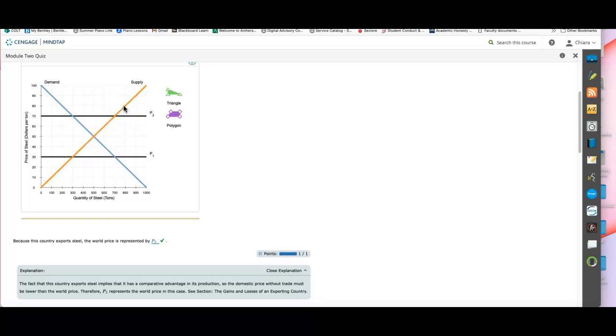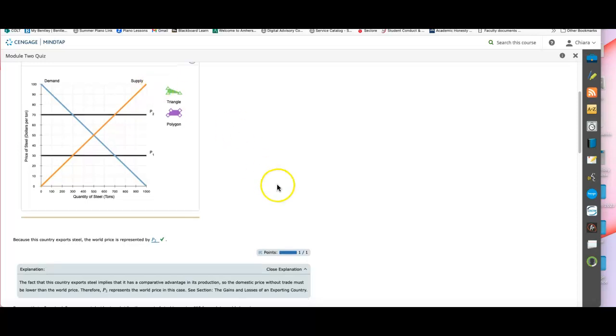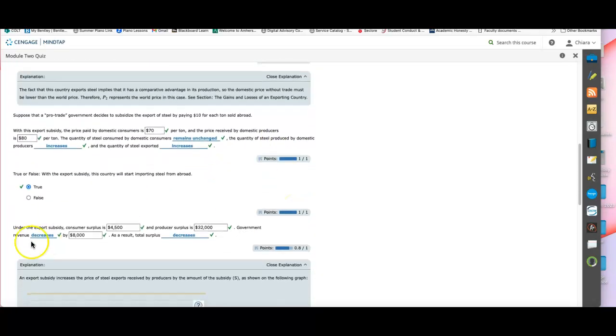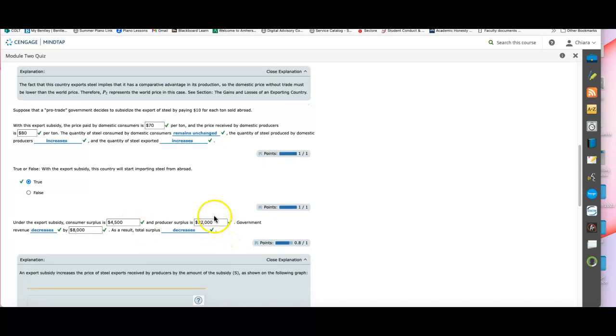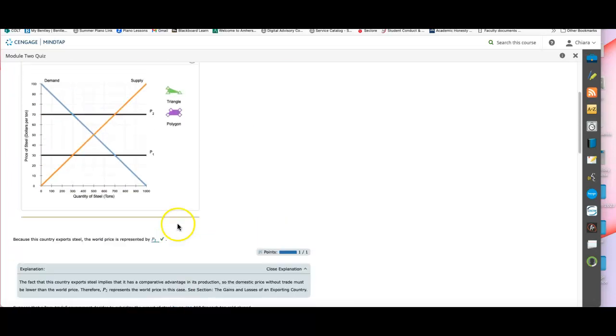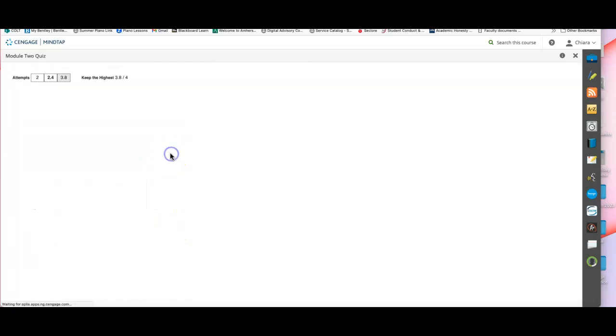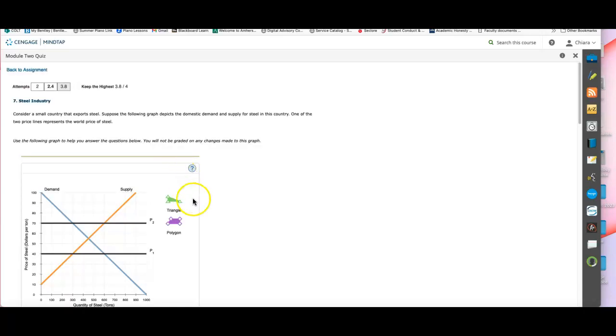So this changes a little bit how our consumer and producer surplus works, right? Because now that's what the question is going to ask us: to figure out, under the export subsidy, consumer surplus is 4,500, producer surplus is 32,000. How did I come up with this? So I got these triangles. What happened? I got these triangles and I dragged and dropped them here.